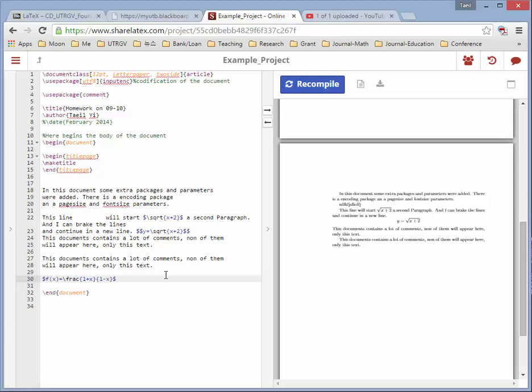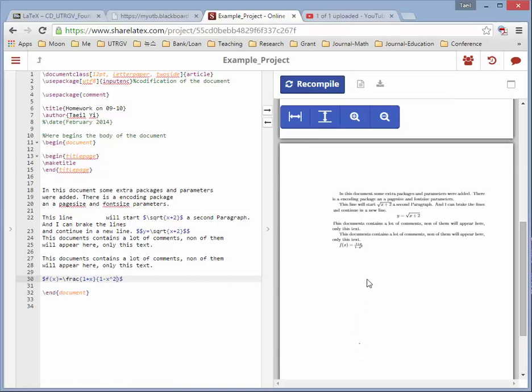Now how to make the square? It's caret, and 2. Okay? If you compile it, it's not clear right now because I have to make the video, so I just made it small, but on your monitor you can make it large. And you can see the result. So f of x equals 1 plus x over 1 minus x squared. Like that. So that's the fraction command.